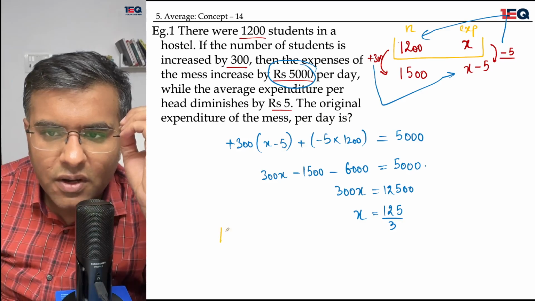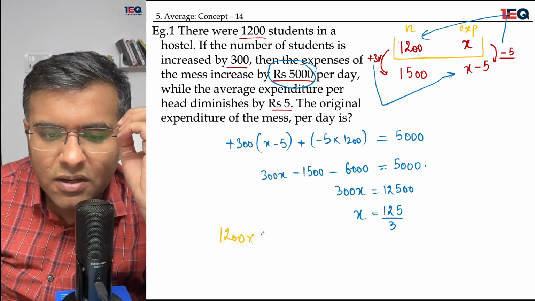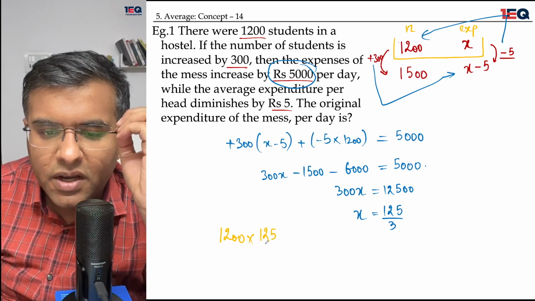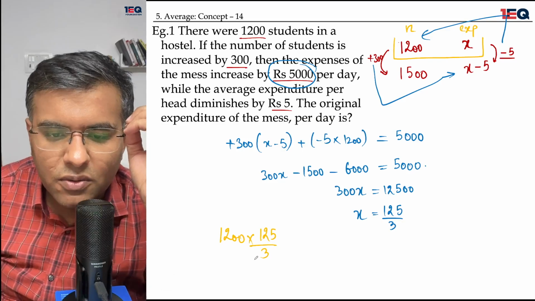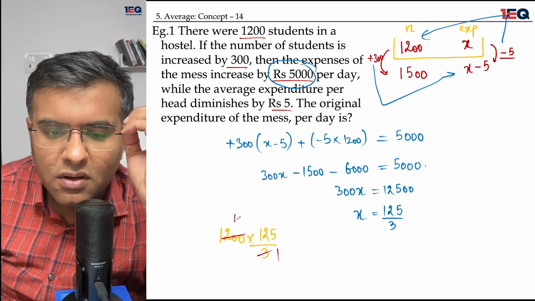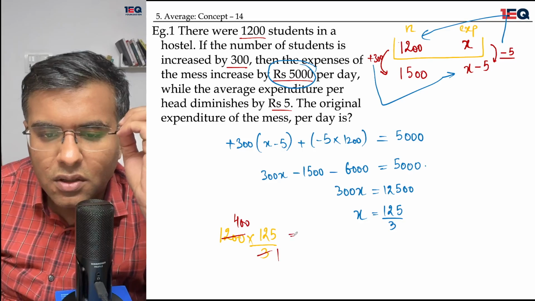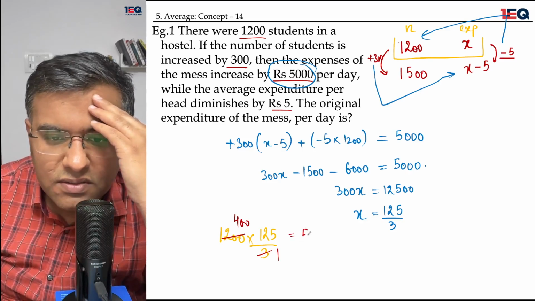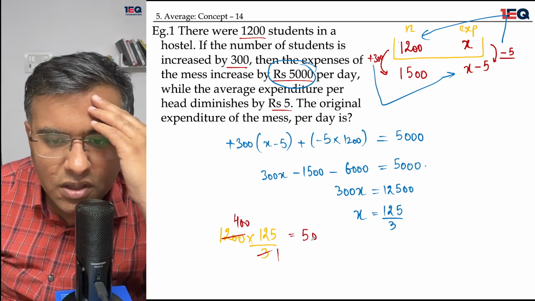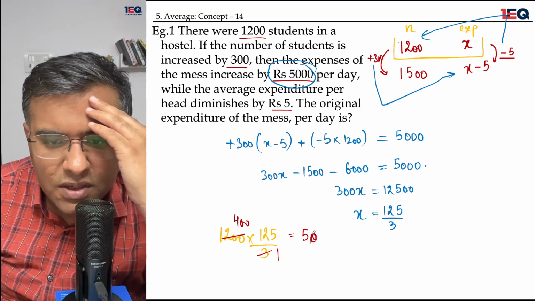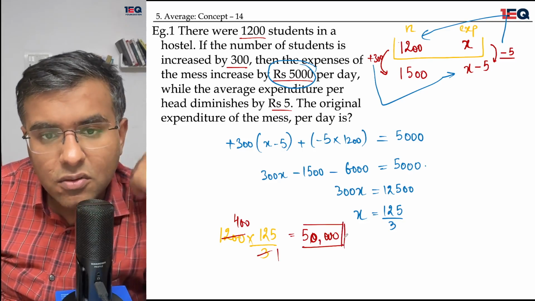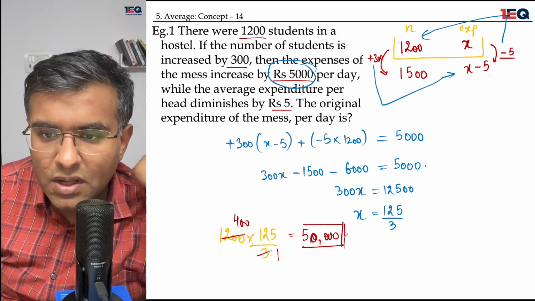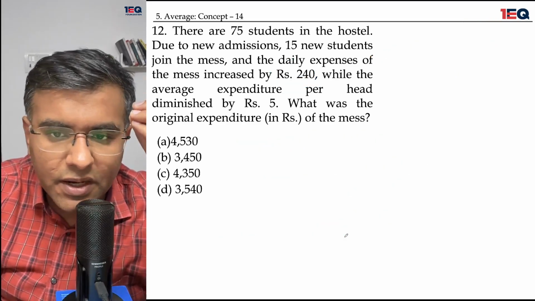Now we need to find out the value of 1200 multiplied by 125 divided by 3. So we'll do that. 3 ones are 3, 3 fours are 12, we have 400. This makes up to be 50,000 rupees. So 50,000 comes out as the original expenditure of the mess. A very similar question, we'll be doing it again.